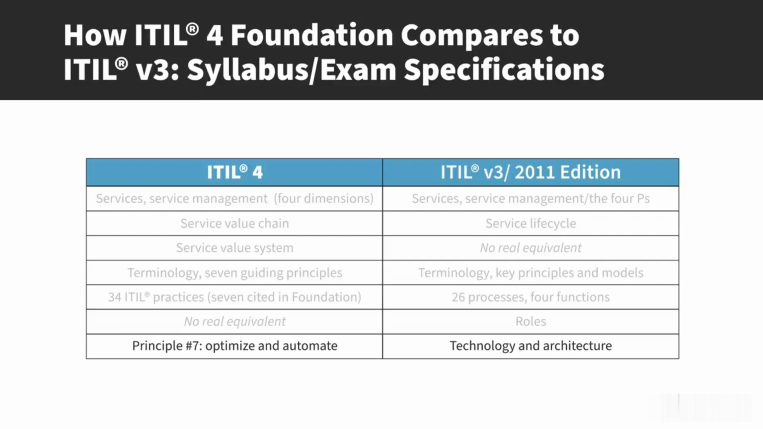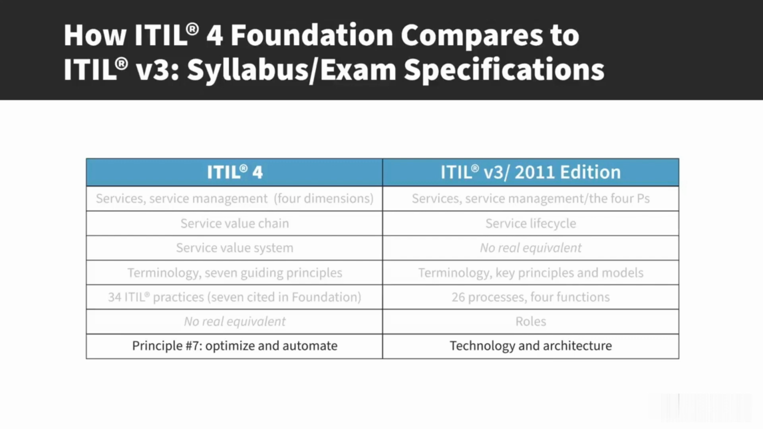Lastly, ITIL v3 Foundation covered technology and architecture, which was mainly about optimization through automation. This coverage is roughly equivalent to the ITIL 4 guiding principle of optimize and automate. Optimization and automation are huge in DevOps, Lean and Agile circles and huge in today's businesses and IT. So shifting from a thing, technology and architecture, to an action statement or directive, optimize and automate, is a welcome change.